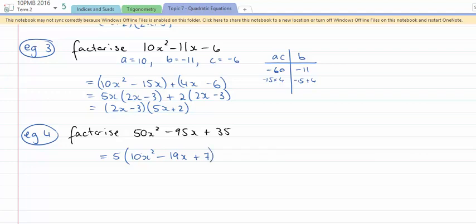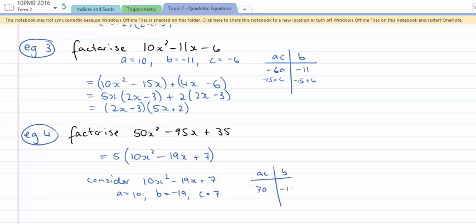Now, factorizing 10x squared minus 19x plus 7 is going to be a little bit easier. So consider 10x squared, take 19x plus 7. When we look at AC and B here, where A is 10, B is negative 19, and C is 7, AC is 70, and B is negative 19.